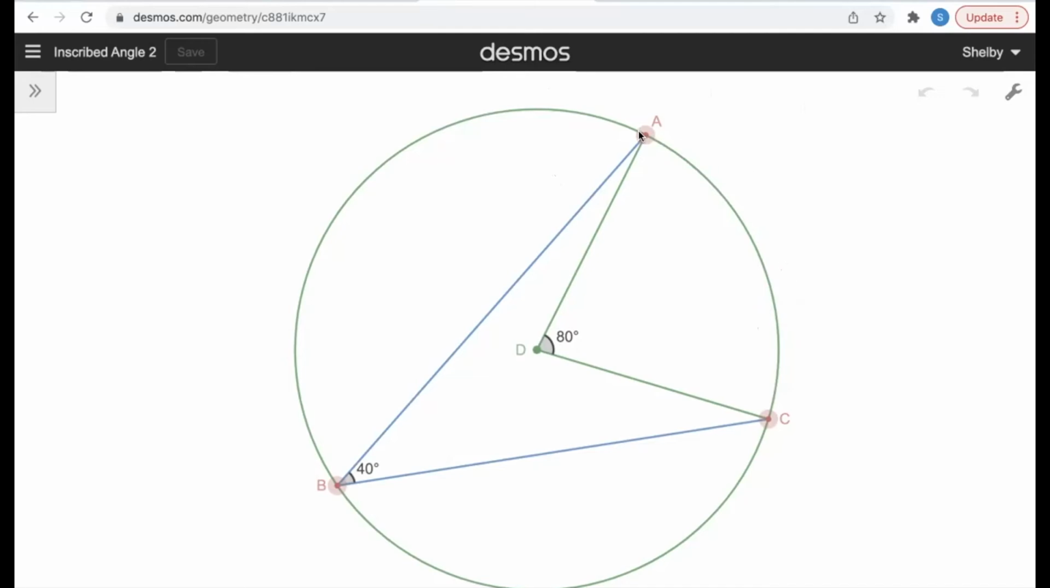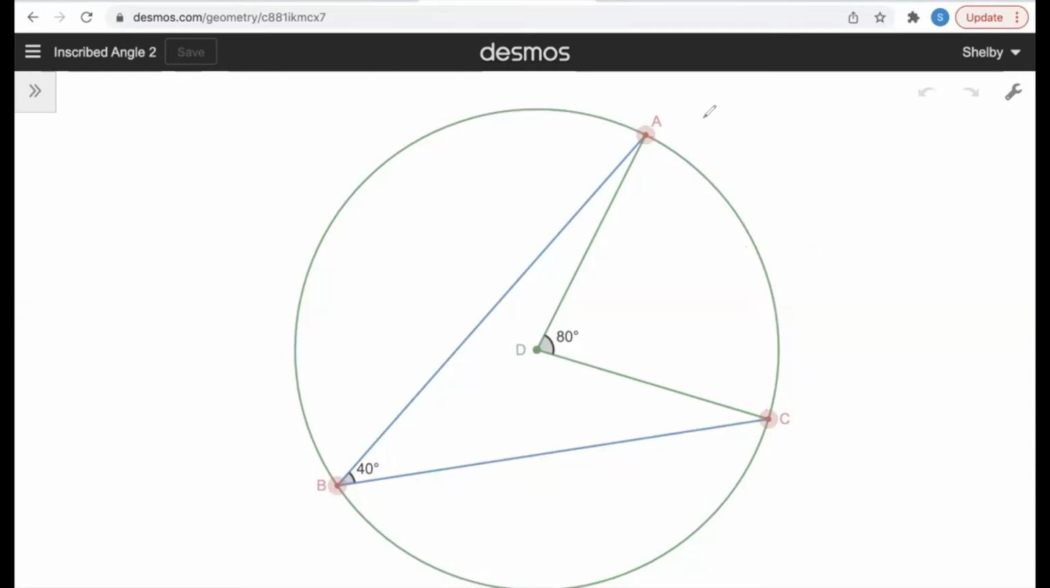So what we learned a moment ago is that the measure of this arc is equal to the measure of the central angle. So arc AC would be 80 degrees because it's the same as the measure of the central angle. So notice that angle B is not the same as the measure of its intercepted arc. So instead of the inscribed angle being equal to the measure of its arc, how are these related? And we can look at some more examples here.